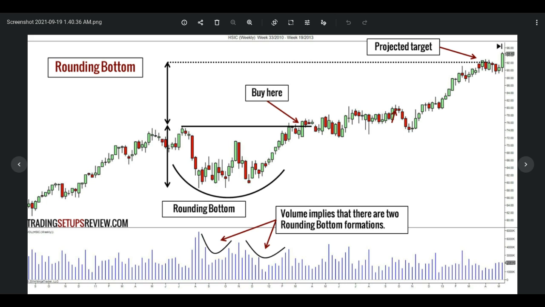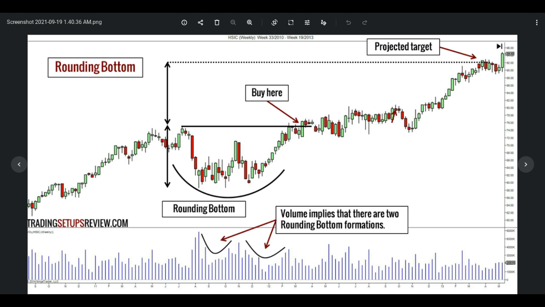Volume description: volume would tend to mirror the price as it rises and falls with the price, then expands on the breakout. Breakout confirmation: the confirmation for this pattern is a close above the lip of the rounding bottom on above average volume. This can be difficult at times when there isn't an apparent lip on the left hand side of the formation.